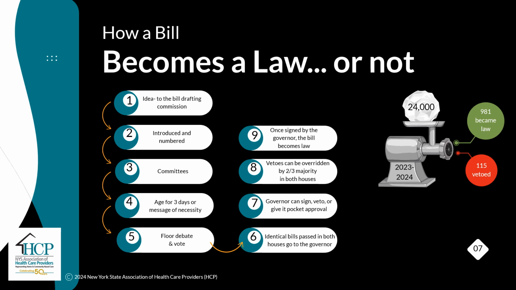If both houses pass a bill, it is then sent on to the governor for her signature. The governor can sign a bill into law, veto it, or give it a pocket approval, which means that the governor fails to act on a bill within 10 days of receiving it, and the bill is automatically approved. If the governor vetoes a bill, it can still become a law if a 2/3 majority of both houses votes in favor of the bill. This is known as an override. Once signed by the governor, the bill becomes law.